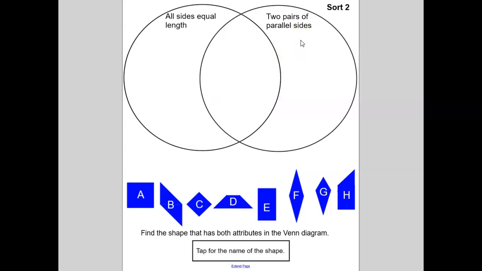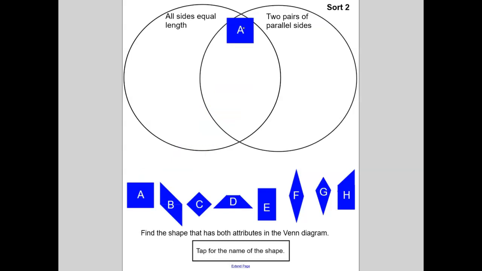Let's go through these shapes and sort them together. Let's do three together, and then I'll let you do some on your own. Let's start with the square. Well, does the square have all sides that are equal length? Yes, each side is the exact same length. Is it a parallelogram? Does it have two pairs of parallel sides? Let's see. One pair, these opposite sides are parallel, and two pairs, these opposite sides are also parallel. So I can put the square labeled A right in the middle because it has all sides that are equal length and two pairs of parallel sides.